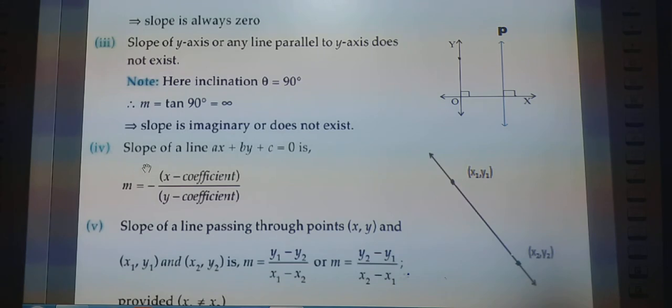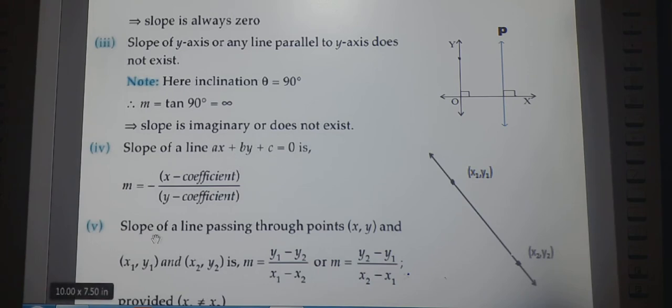Now the point 4, slope of a line ax plus by plus c equals to 0. When the equation of a line is given in general form, then we calculate the slope of that line by using the formula m equals minus x coefficient upon y coefficient. That we can write here, minus the coefficient of x upon coefficient of y. That will be the slope of that line.